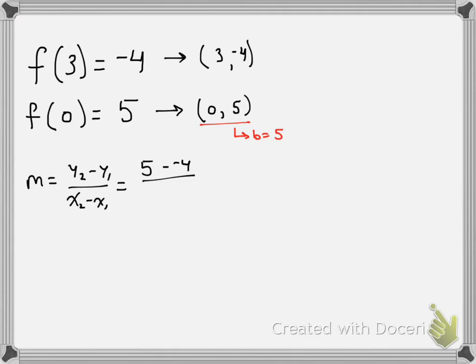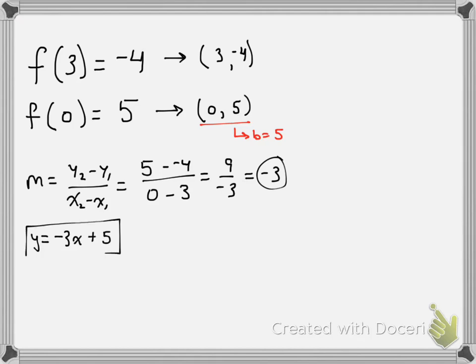It wouldn't really matter though. And then I'm going to do 0 minus 3, subtracting my x's in the same order. 9 over -3 is -3. So now I know my slope, I know my y-intercept, and I can go ahead and write my equation. The equation for this line, in this case, is going to be y equals -3x plus 5.